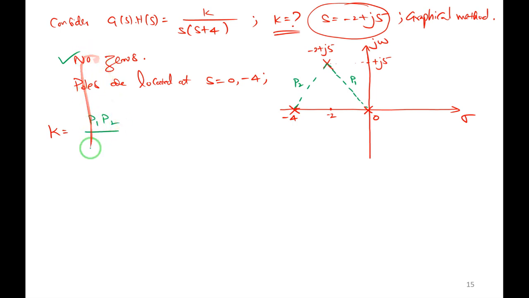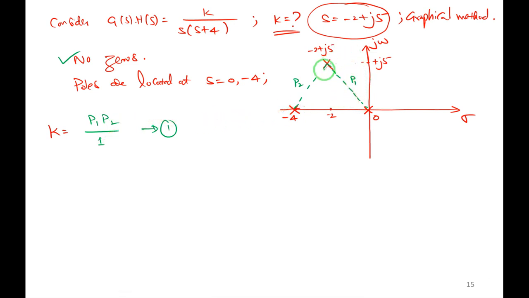Divided by, no zeros are there, means take this denominator as 1. Already I have told you, if there are no zeros, take this denominator as 1. So what is this P1, P2? We have to find out. Call this equation 1. So K is equal to product of phasor lengths drawn from open loop poles divided by product of phasor lengths drawn from open loop zeros. But there are no zeros here, so I am taking the denominator as 1. So how to find out this P1, P2?